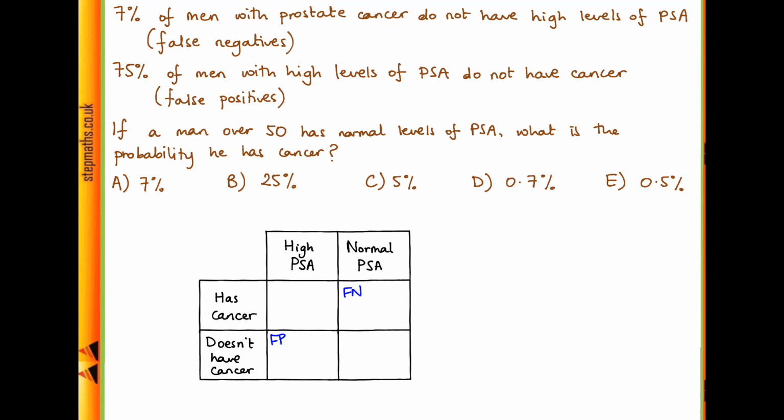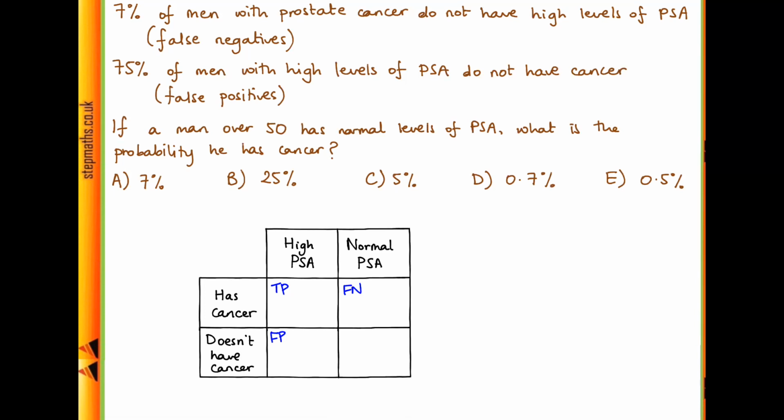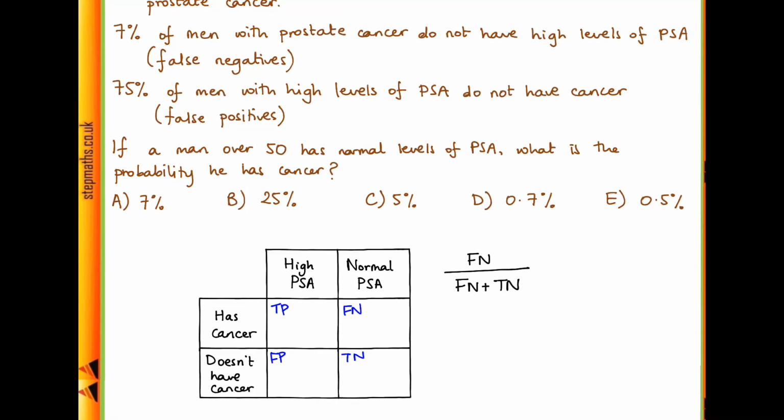And as for the other two, if we have high PSA and have cancer, then that's a true positive. And normal PSA and no cancer, that's a true negative. Okay, then if a man has normal levels of PSA, so we're looking at this column, how would we write the probability that he has cancer? Well, that would just be the number of people who have normal PSA and have cancer, so the false negatives, divided by the total number of people with normal PSA, so divided by false negatives plus the true negatives. Now we have this expression, we just need to figure out how many false negatives and true negatives we have and plug them in.